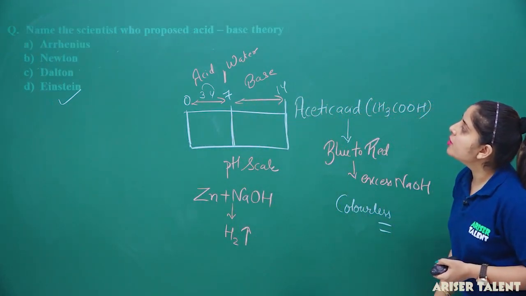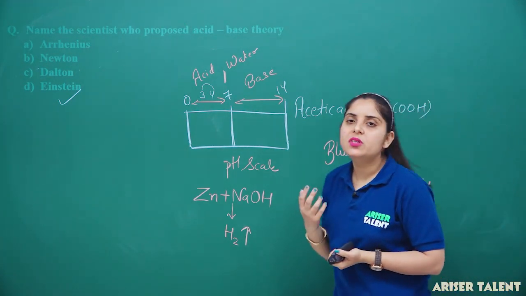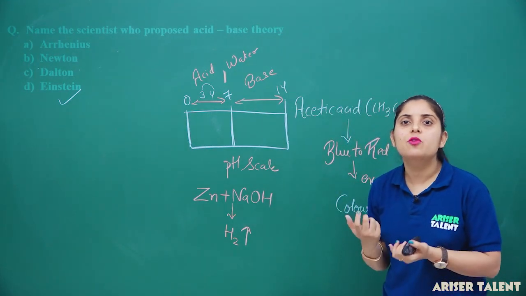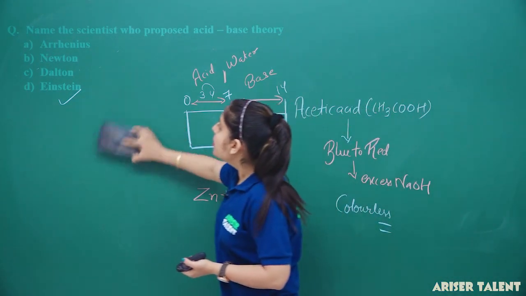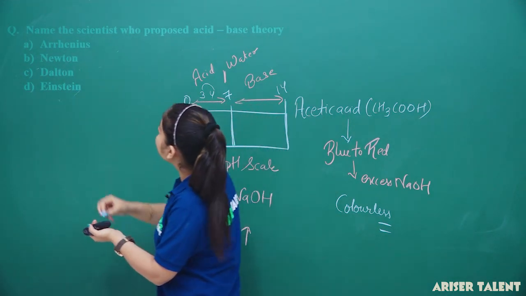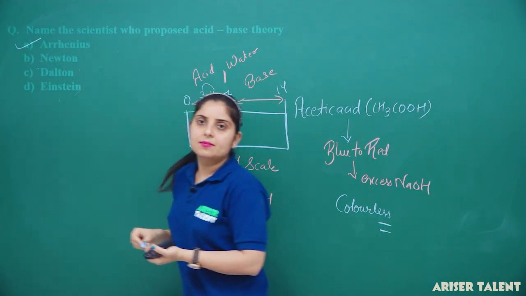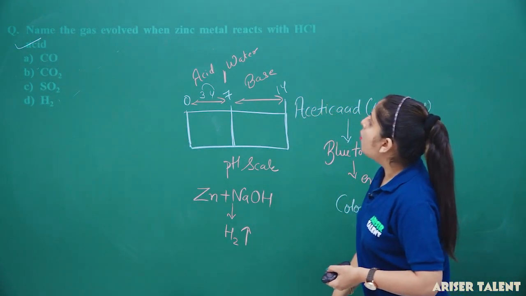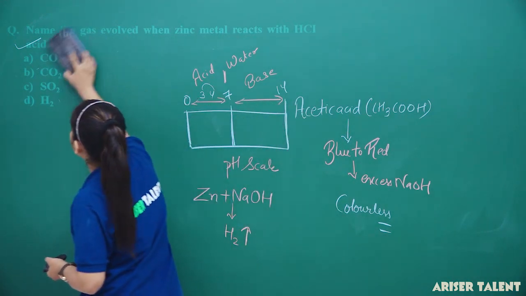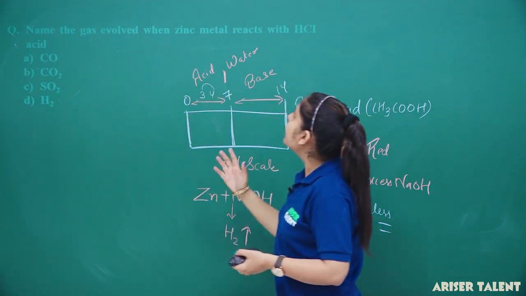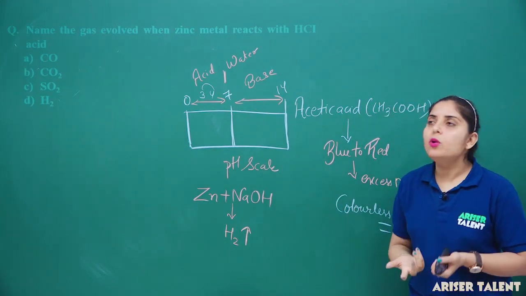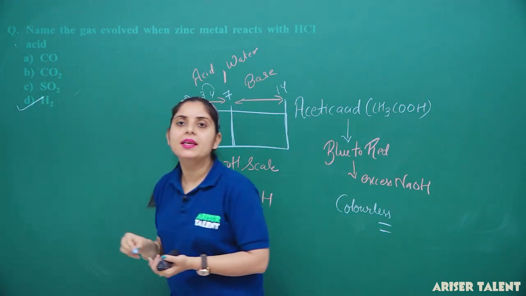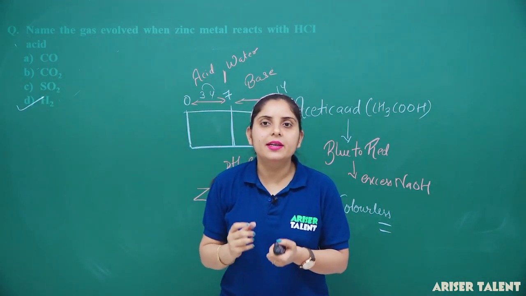Now we have our next question. Name the scientist who proposed acid-base theory. This question has already been discussed in our chapter, that Arrhenius was the first scientist to talk about the acid-base theory. So the correct option will be Arrhenius. Now we are on our next question. Name the gas evolved when zinc metal reacts with HCl. So again, when zinc metal reacts with HCl, only hydrogen gas is liberated. So the correct answer will be option number D, that is hydrogen gas will be liberated in this reaction.